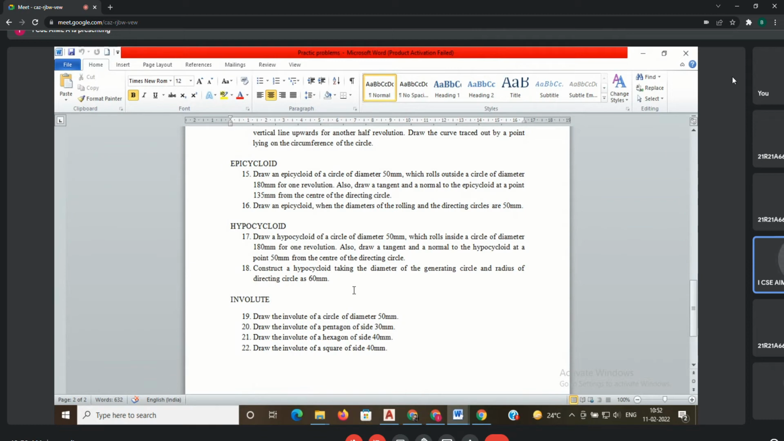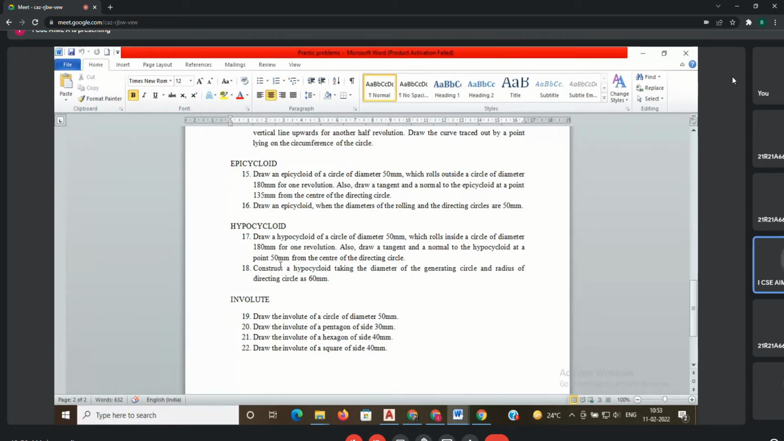Listen here, in a hypocycloid, there is no need to remember this hypocycloidal curve if you know about the epicycloidal curve. Epicycloidal curve means whenever the rolling circle rolls on another circle, nothing but our directing circle, then you will get one curve. That is our epicycloid. In the same way, whenever the rolling circle rolls inside the directing circle, we will get the hypocycloid.